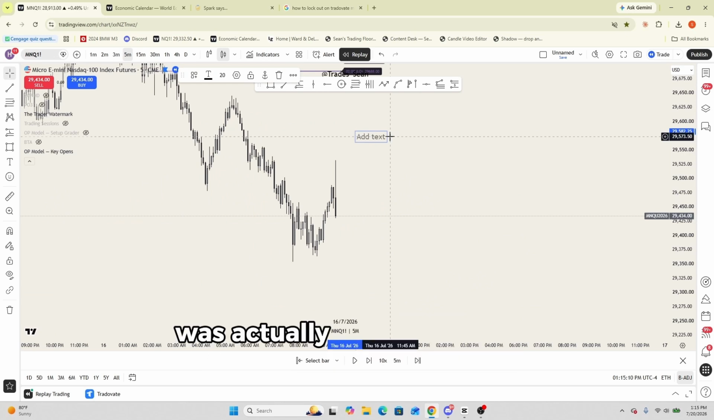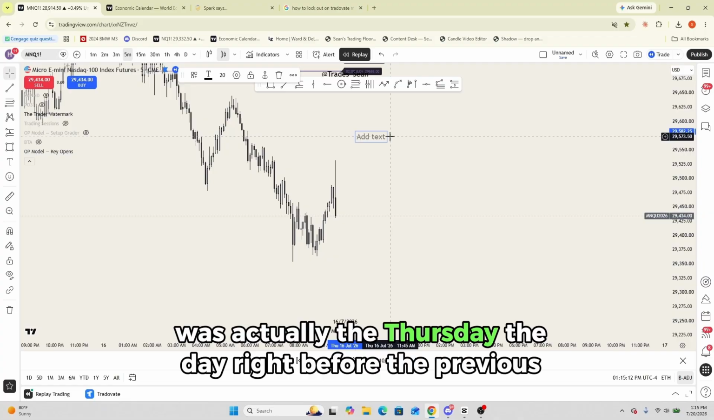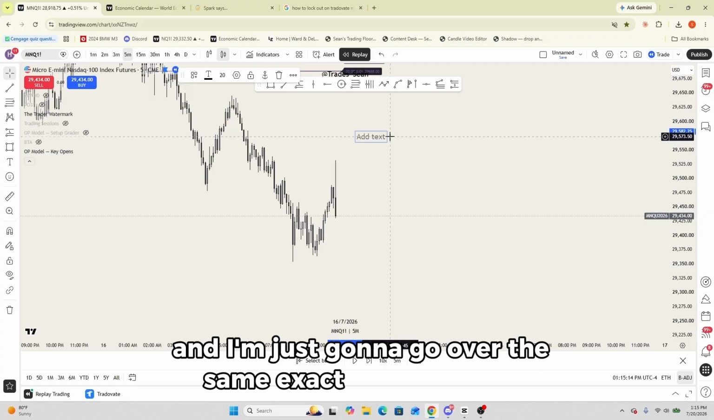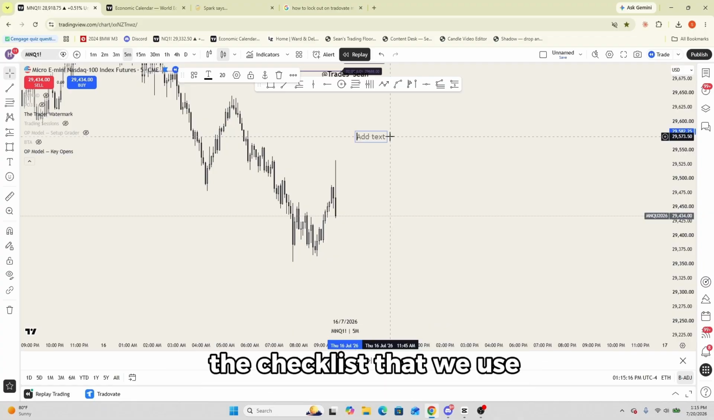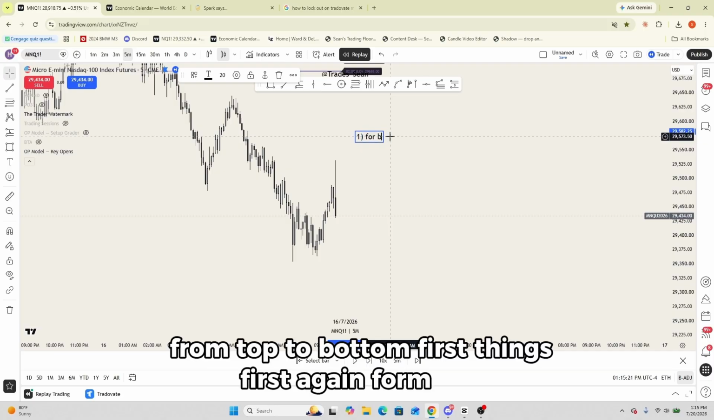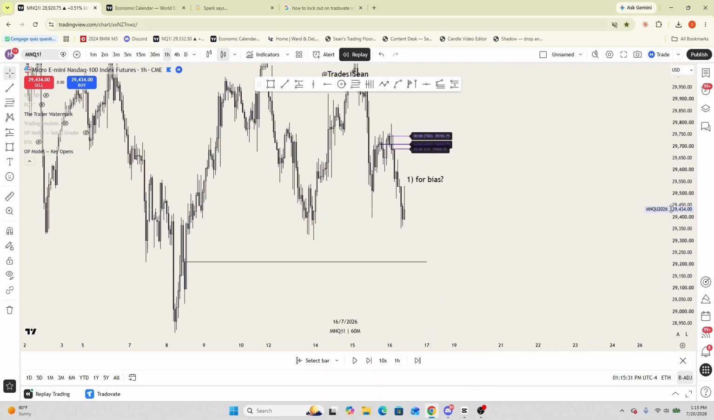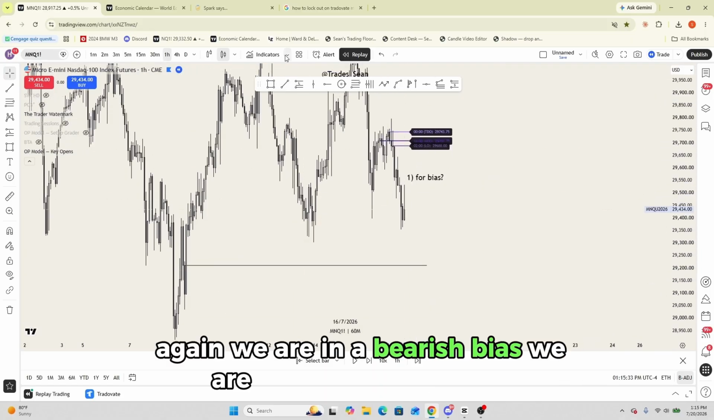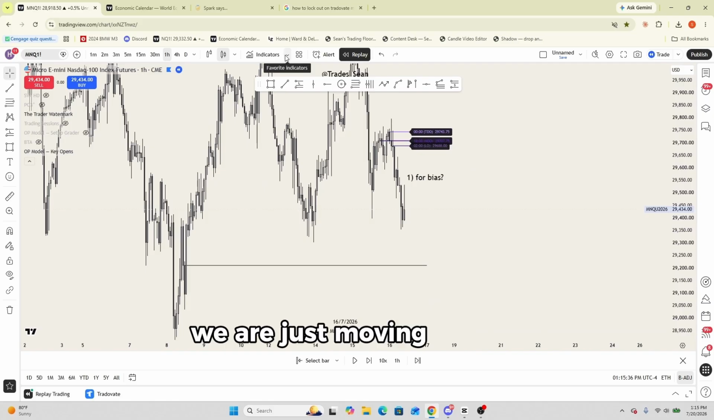Alrighty, now going on to our second example. This trade was actually the Thursday, the day right before the previous example. And I'm just going to go over the same exact checklist that we use from top to bottom. First things first, again, form bias. Again, we are in a bearish bias. We are trending downwards, just moving straight downwards.